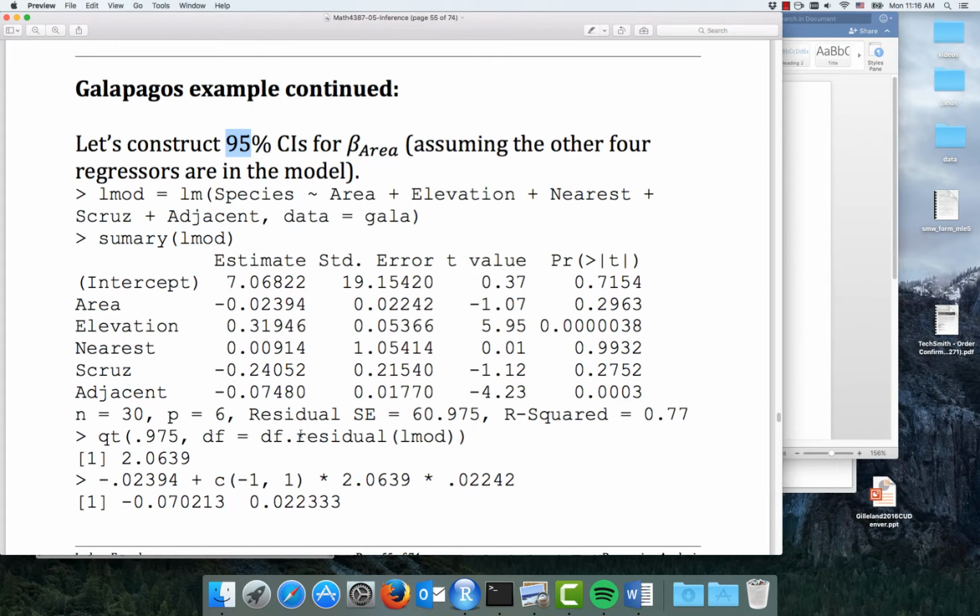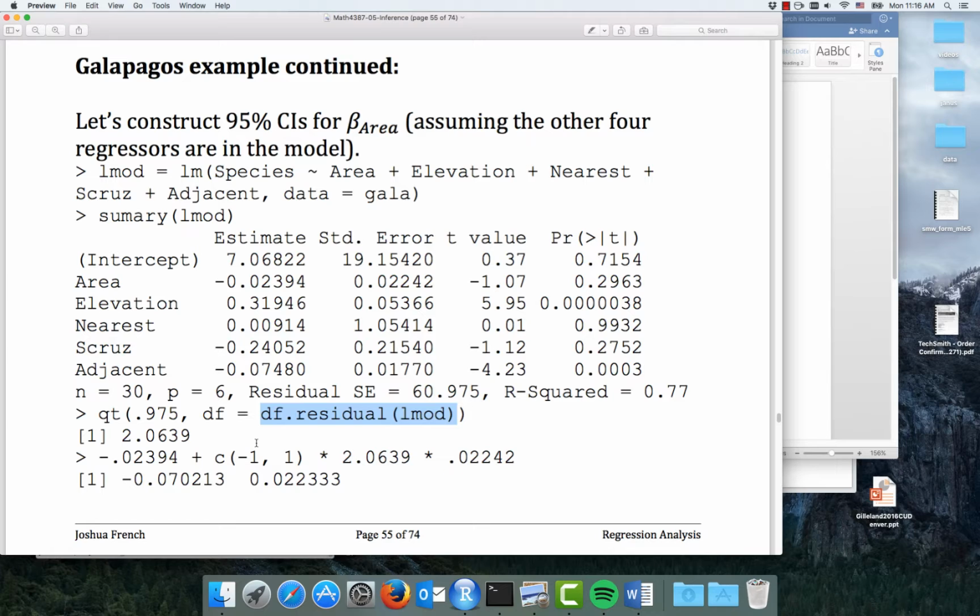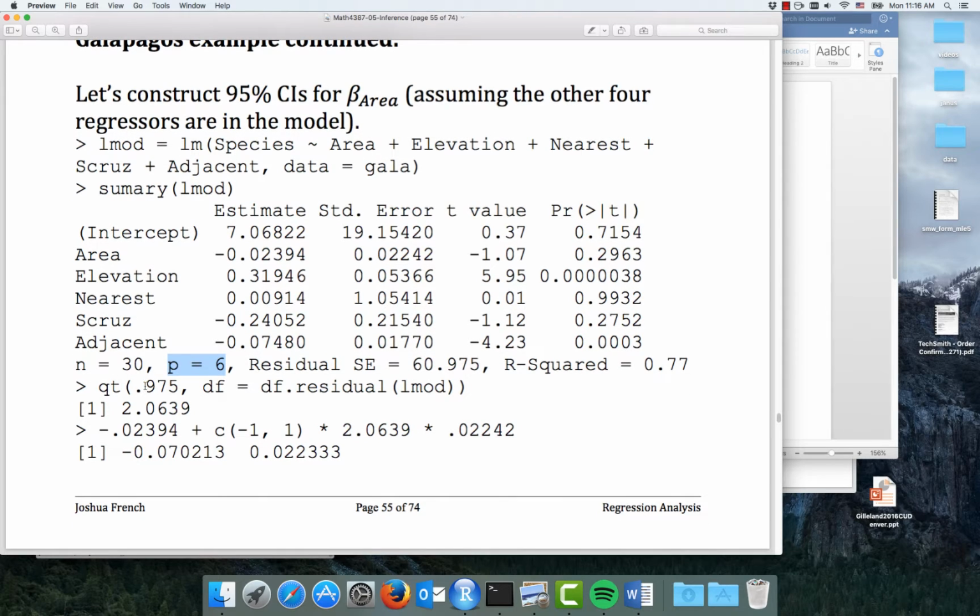And the degrees of freedom, n minus p, can be obtained using df.residual on your fitted model. So this will automatically extract it, so you don't have to manually figure out the sample size and the number of regression coefficients. In this case, it says right here, n is equal to 30, p is equal to 6. So there are 24 degrees of freedom that we'll use. And so I obtain the 0.975 quantile from my t-distribution with 24 degrees of freedom, and I get 2.0639.